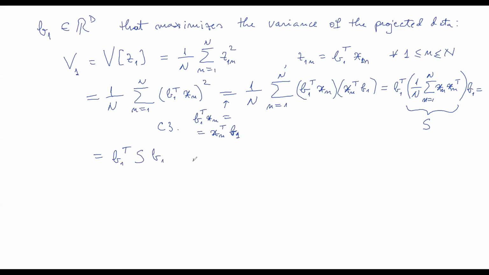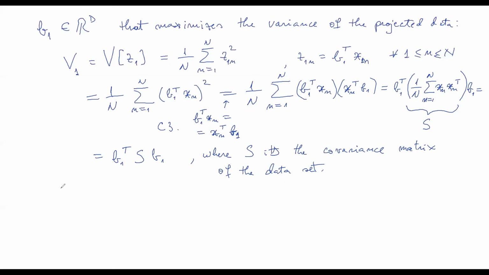where S is the covariance matrix of your data set. And so you want to maximize this, and obviously you realize here that for this vector b1, if you take the amplitude of this vector larger, you are going to get larger variance, and that's not really what you're interested in. What you're interested in is mostly the direction, not the amplitude of this vector.